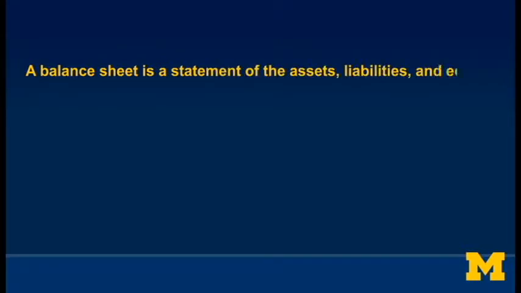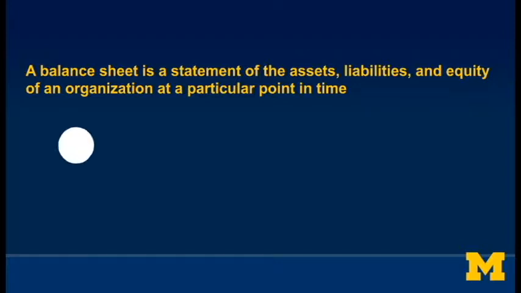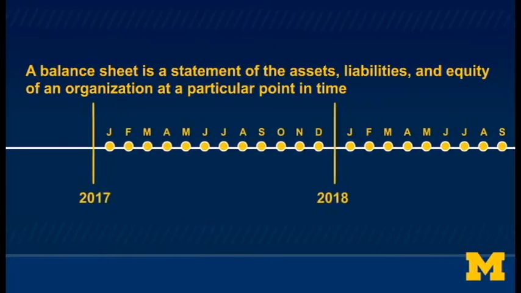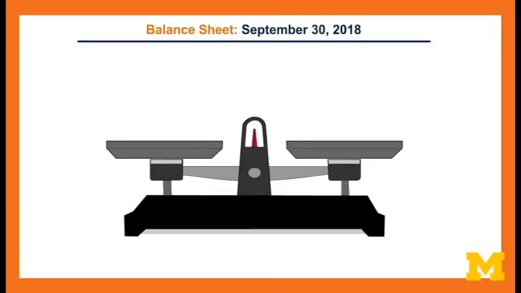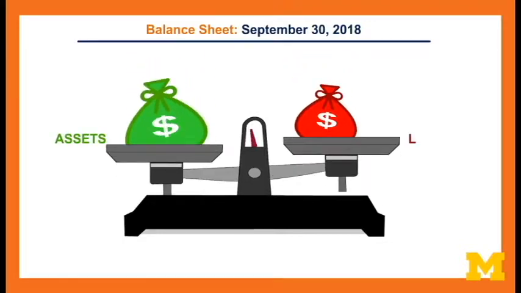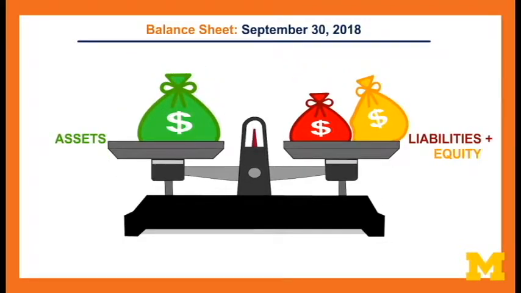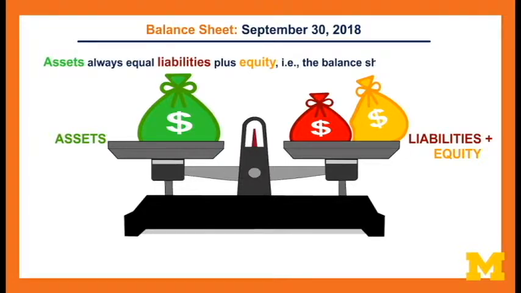A balance sheet is a statement of the assets, liabilities, and equity of an organization at a particular point in time. A balance sheet can also be described as a snapshot of an organization's financial condition. A balance sheet is broken up into two sections: assets on the left-hand side and liabilities and equity on the right-hand side. Assets always equal liabilities plus equity. That is, the balance sheet always balances.